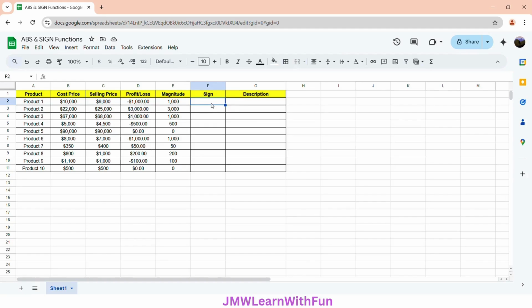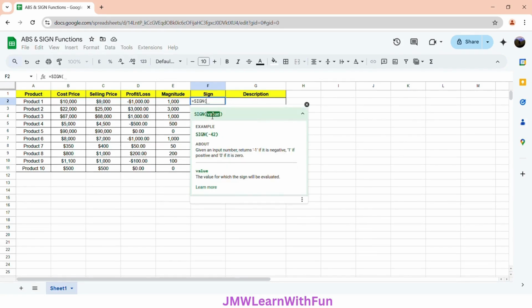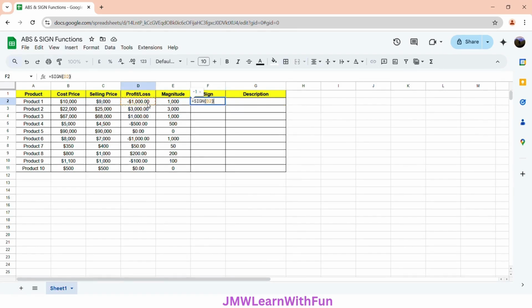Now, to get the sign of the profit or loss calculated in column D, we will use the SIGN function, which gives the sign of a provided number, plus, minus or 0. It takes value as argument. An example is shown. Given an input number, it returns -1 if it is negative, 1 if it is positive, and 0 if it is 0. For our case, we will write equal to SIGN(D2). Let's drag the formula till the F11 range.